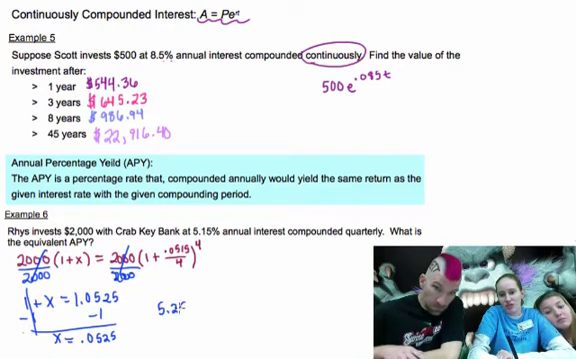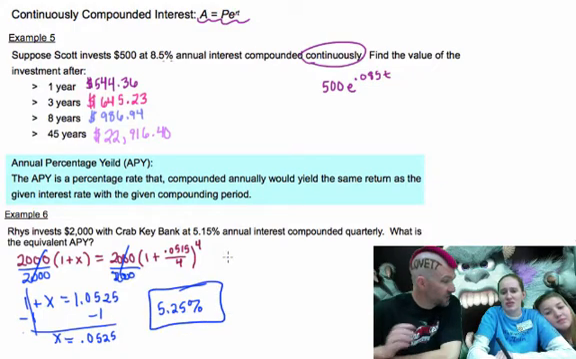Yeah, so if we wanted to do 5.15% annual interest, but we're compounding it quarterly, that's equivalent to just having 5.25%, just one time a year. Right, you'll get the same amount of money after the same amount of years. Exactly.